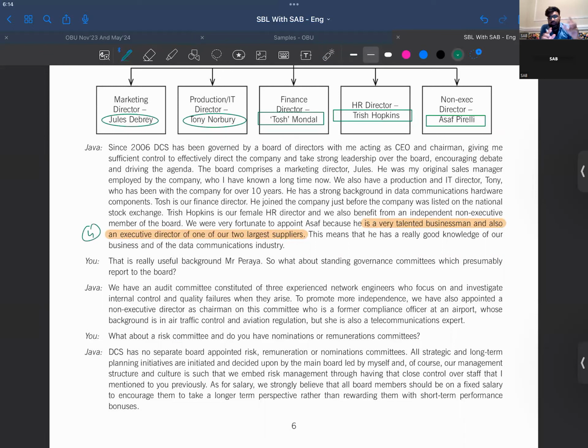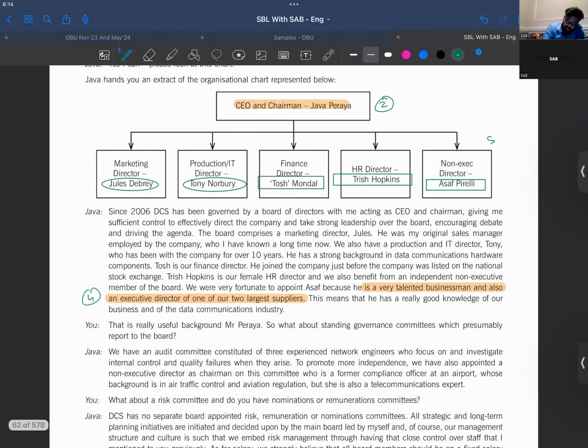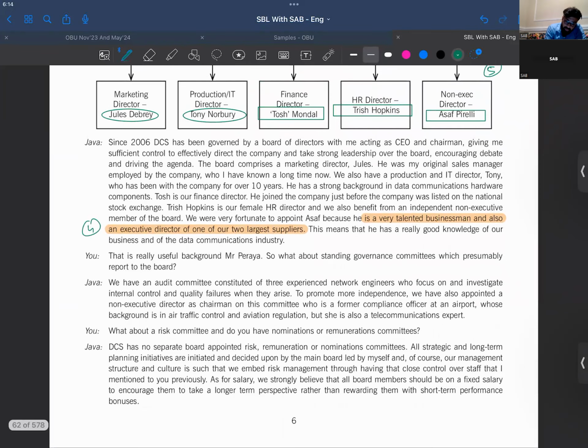So it's a cross directorship, which is bad corporate governance. And along with that, only one NED, it's also an issue, right? Only one entity, it's also an issue. So now that is really useful background, Mr. Piraya. So what about standing governance committees, which presumably report to the board?